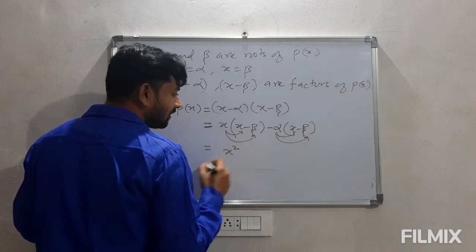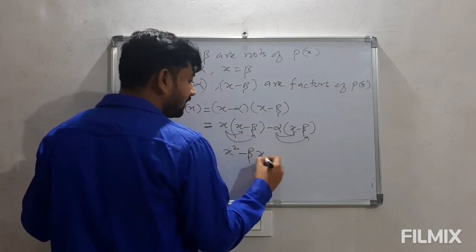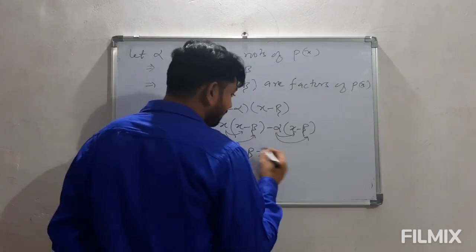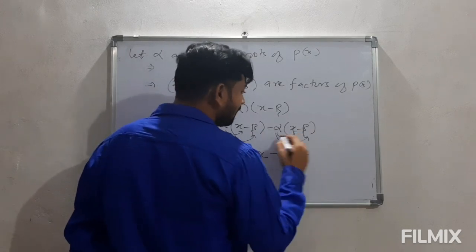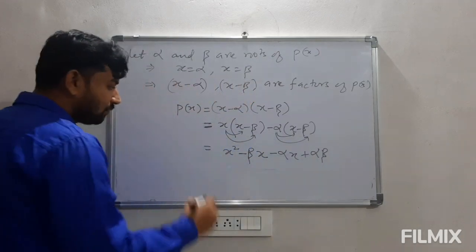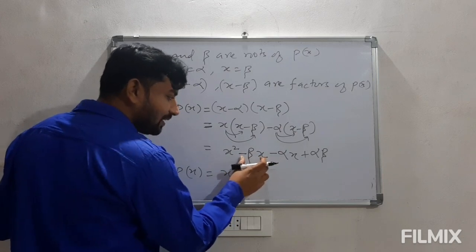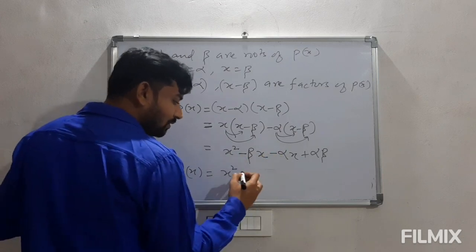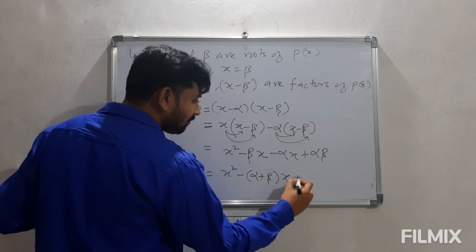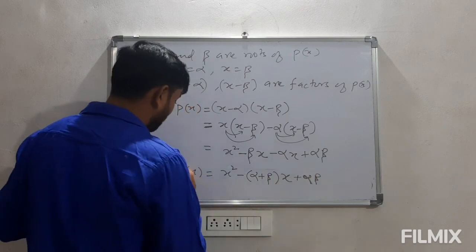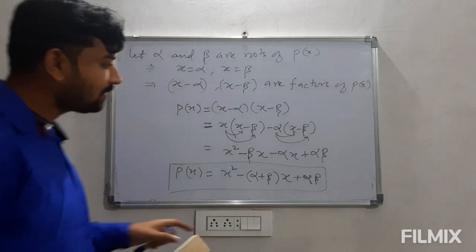X into x, it is x square, then minus alpha into x into beta will be beta x. Beta is some number, so we have to write here it first, then alpha into x, so minus alpha x, then this minus and minus will become plus, alpha into beta is alpha beta. If we rearrange this and simplify, it is easily seen that we can take out minus x common, so here we will get beta plus alpha, which can be written as minus alpha plus beta x plus alpha beta. This can be written like this: x square minus alpha plus beta x plus alpha beta.